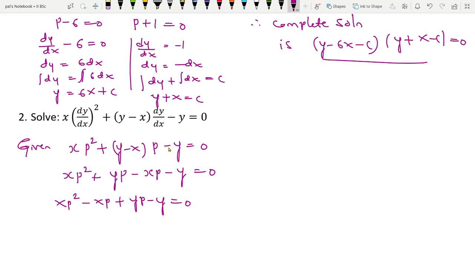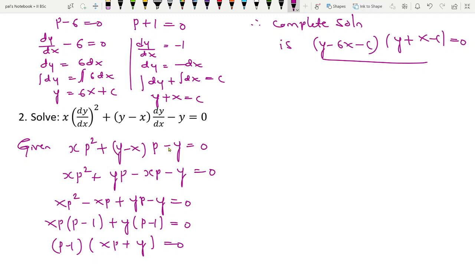Now you take xp as a common factor. With xp outside, the remaining is p minus 1, plus from these two you take y as a common factor, it is p minus 1 is equal to 0. Take p minus 1 as the common factor, p minus 1 into xp plus y is equal to 0. We have to solve these two equations. p minus 1 is equal to 0.